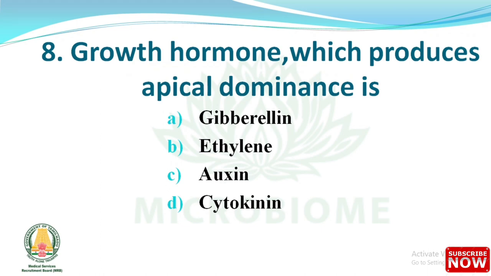And next question, growth hormone which produces apical dominance is? The options are gibberellin, ethylene, auxin and cytokinin. The right answer, option C, auxin.